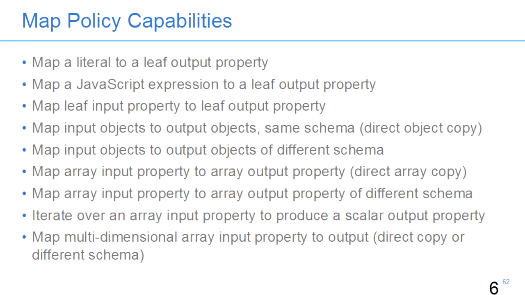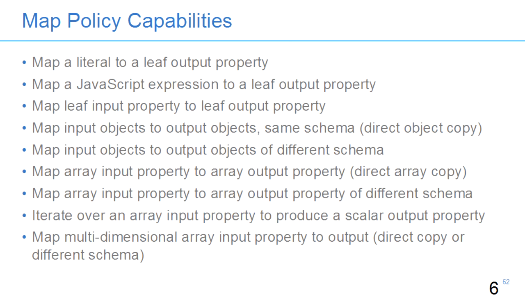So here are your capabilities. It's a pretty long list here. You can map just a string literal to some output leaf property. You can map a JavaScript expression to your leaf property. You can map leaf input properties to output properties, or input objects to output objects with the same schema, essentially a direct object copy.